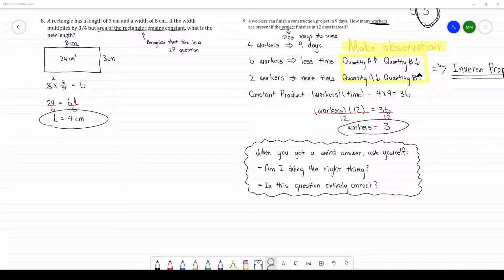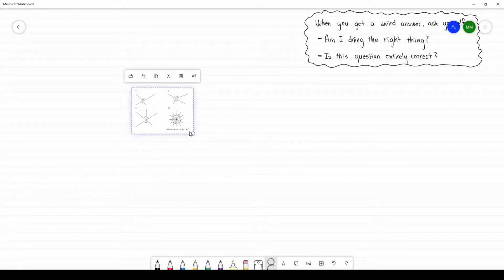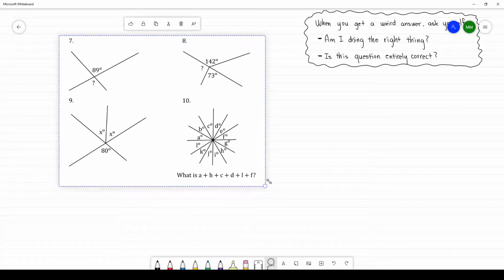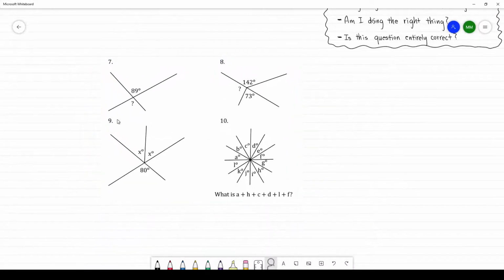Then the other thing I want to talk about is some of the homework questions. Not many, just a few. So maybe I'll focus on these 4 over here, mainly about vertical angles, actually. So 7, 8, 9, 10. Most of you did really well, got the right answer. But I just want to make sure that everyone is understanding this well.